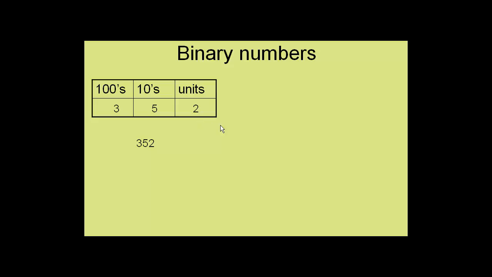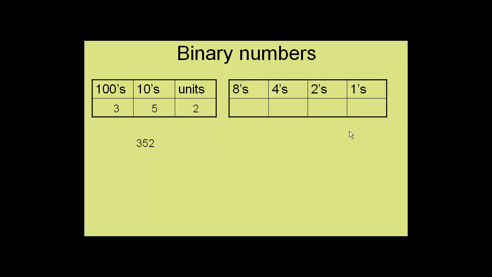The binary system is based on twos, so this column is twice as big as the first column, this column is twice as big as this, and the eights column twice as big as the fours column. So the number 13 we could write as 1 eight, 1 four, no twos, and 1 one. 8 plus 4 plus 1 equals 13.